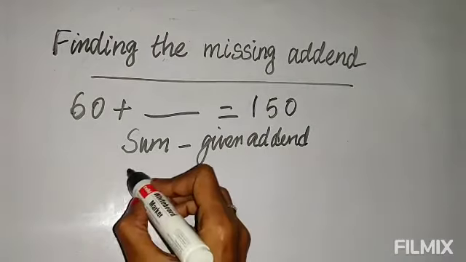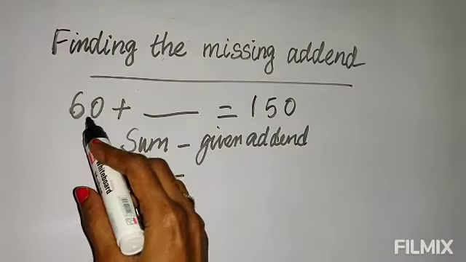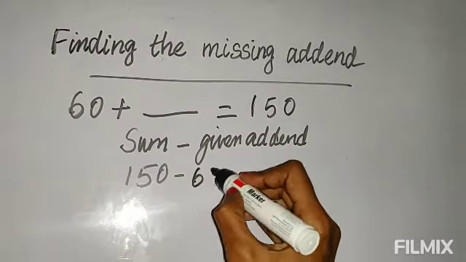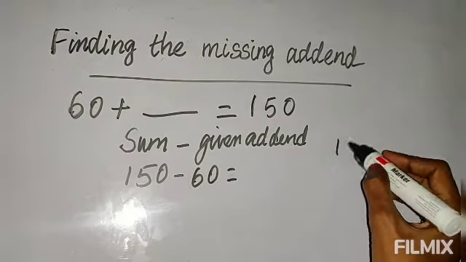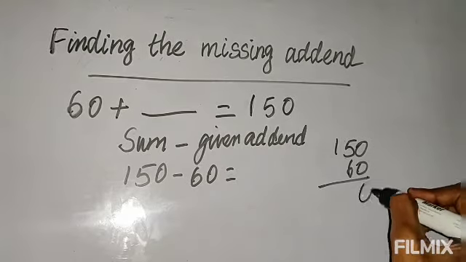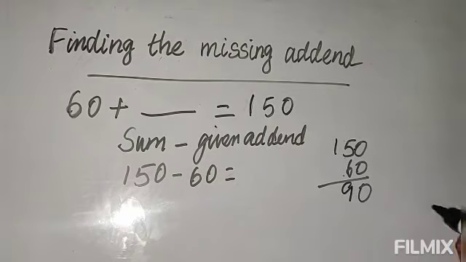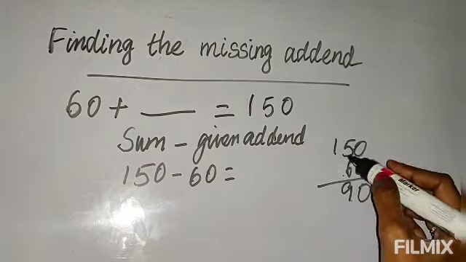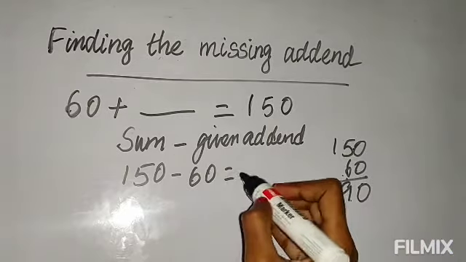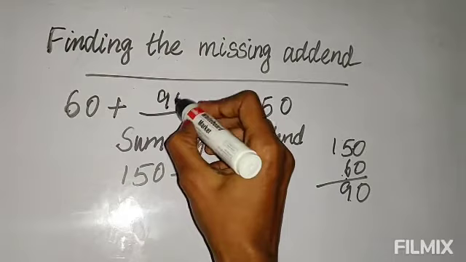Okay, so the sum is 150. From that 150, the given addend is 60, so you subtract: 150 minus 60. How much will you get? 0 minus 0 is 0. Again, 15 minus 6, you will get 9. So the missing addend is 90. In this blank you will fill in the answer 90.